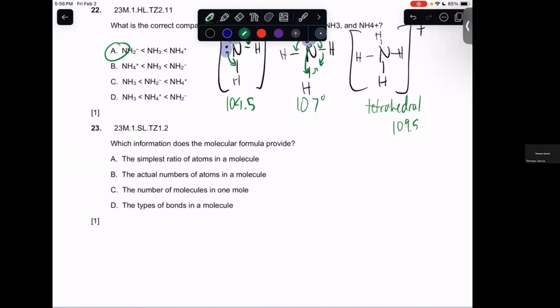All right, what information does a molecular formula provide? Well, let's just take a molecular formula like H2O. Simplest ratio of atoms in a molecule? Sometimes, but a formula like C8H18 doesn't give us the simplest ratio. No. Actual number of atoms? Yeah, that's true. All right, don't even have to go further. Number of molecules in a mole, though, that's just Avogadro's number. So who cares? And then D, types of bonds in a molecule, that's going to be our Lewis diagram.